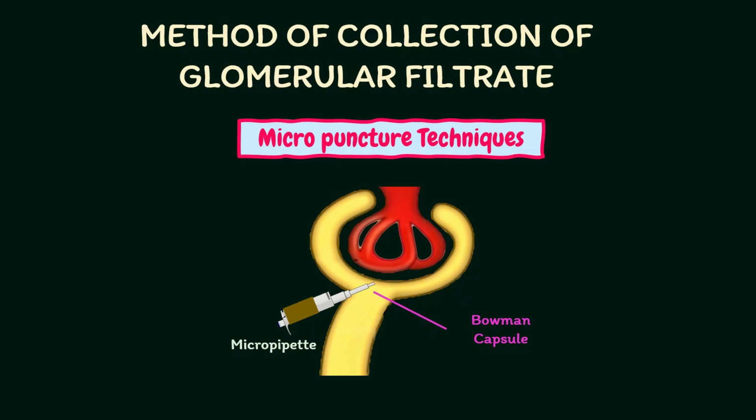Moving towards the method of collection of glomerular filtrate. Glomerular filtrate is collected in experimental animals by micropuncture technique. This technique involves insertion of a micropipette into the Bowman capsule and aspiration of filtrate.